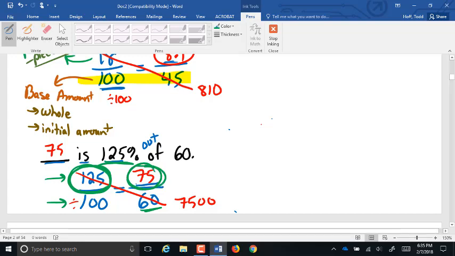Nope, because the number we're looking for is 75. So it isn't really a fraction. It's set up in a fraction there, but it's a number in itself. Yeah.